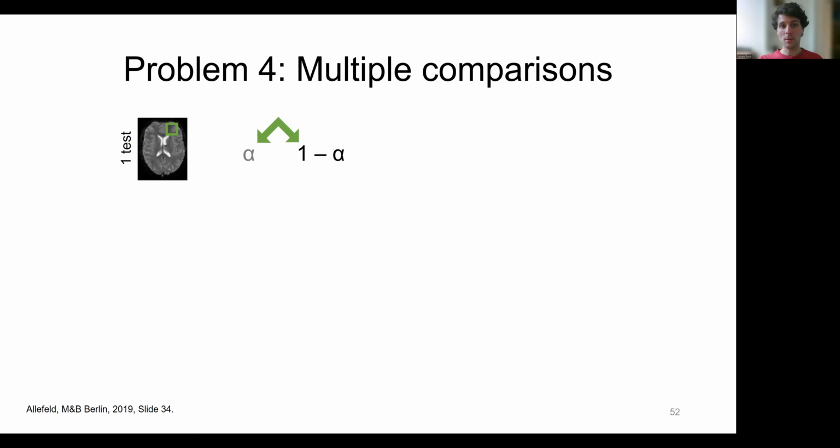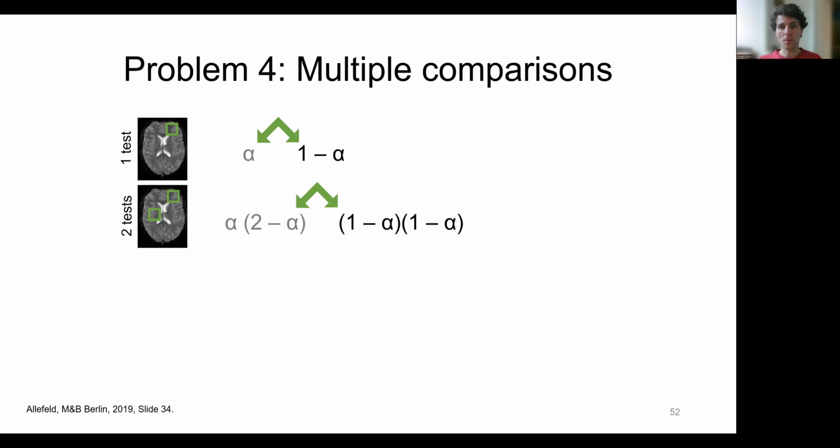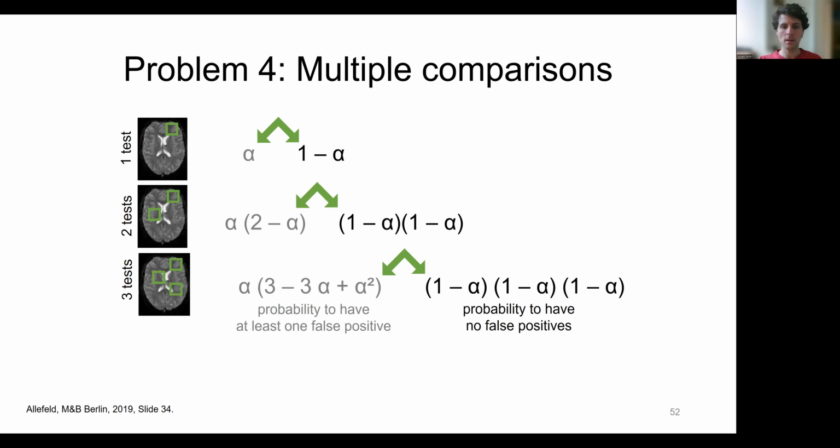However, if we are performing a statistical test in one voxel, the probability that we obtain a false positive result is alpha, and the probability of obtaining no false positive result in this one test is 1 minus alpha. If we're then performing a second test in another voxel, the probability of obtaining no false positive result is 1 minus alpha times 1 minus alpha. If we are running a third test in another location in the brain, the probability of obtaining no false positive result will be 1 minus alpha to the power of 3.